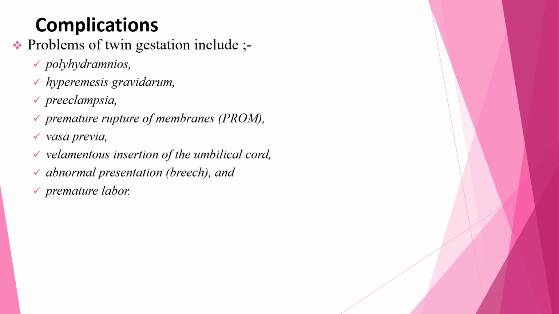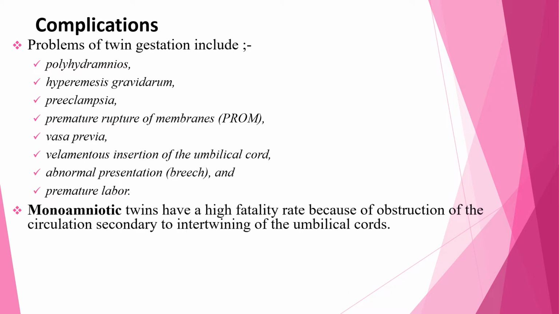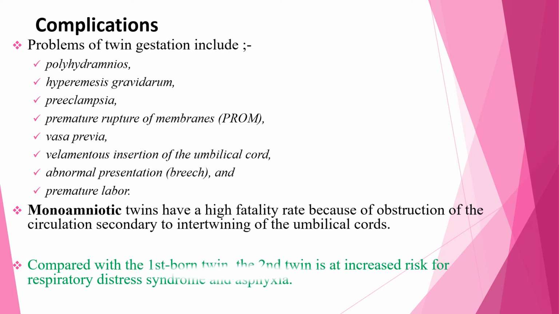When we see complications of twins, problems of twin gestation include, for the mother, polyhydramnios, hyperemesis gravidarum, preeclampsia, premature rupture of membranes, vasa previa, velamentous insertion of the umbilical cord, abnormal presentation like breech, premature labor, and the like. Monoamniotic twins have a high fatality rate because of obstruction of the circulation secondary to intertwining of the umbilical cords. Compared with the first-born twin, the second twin is at increased risk for respiratory distress syndrome and asphyxia.